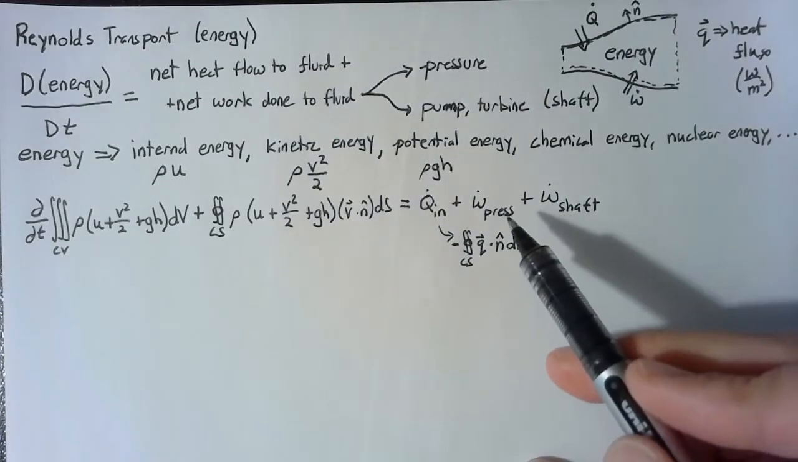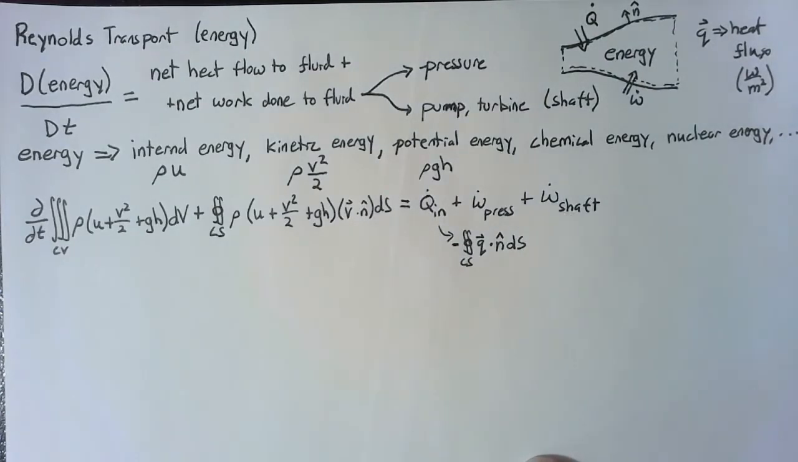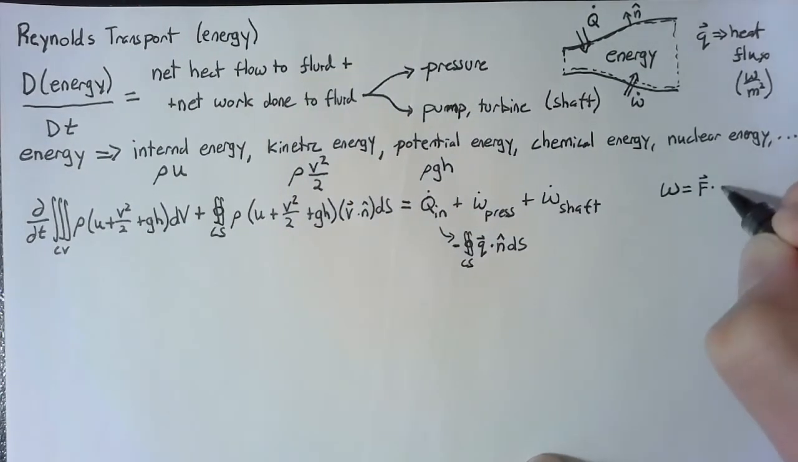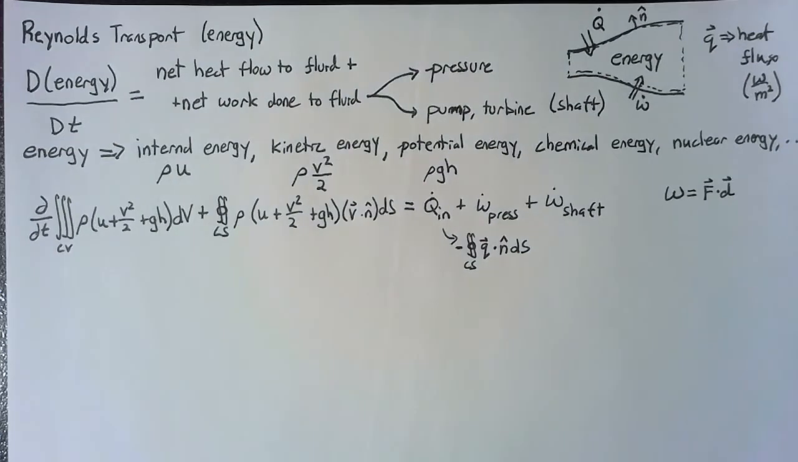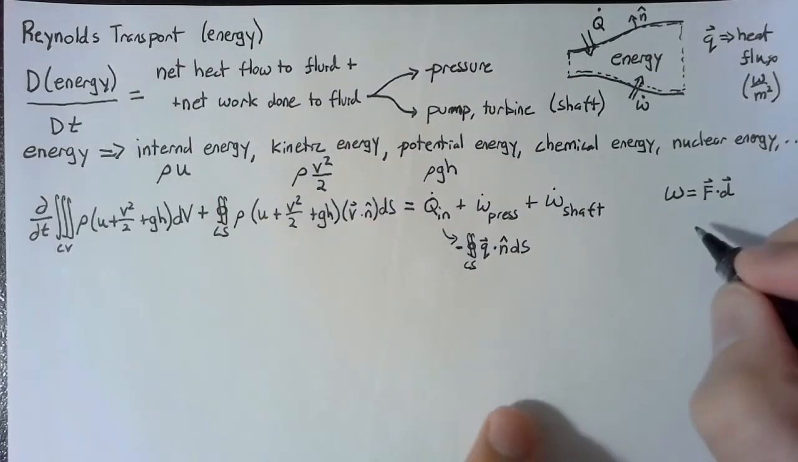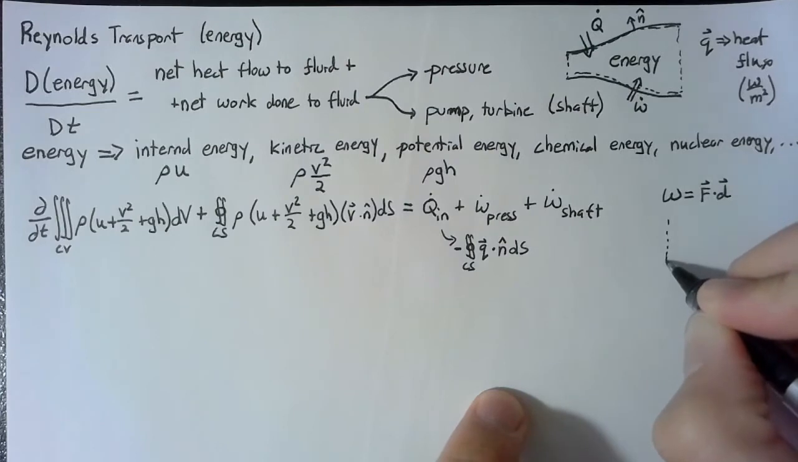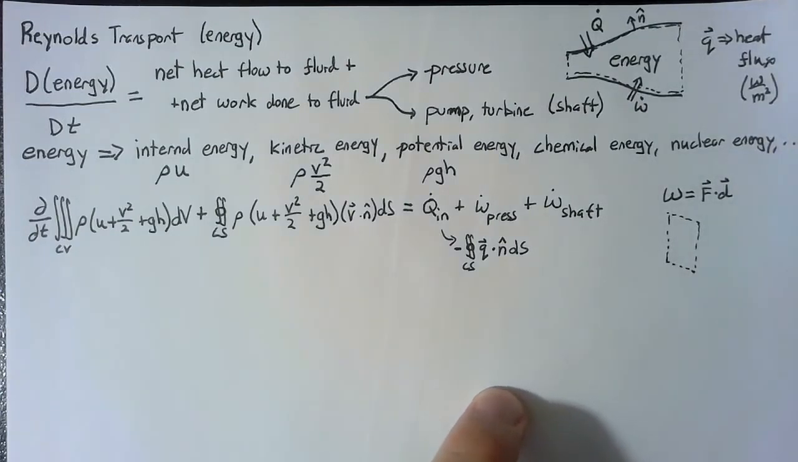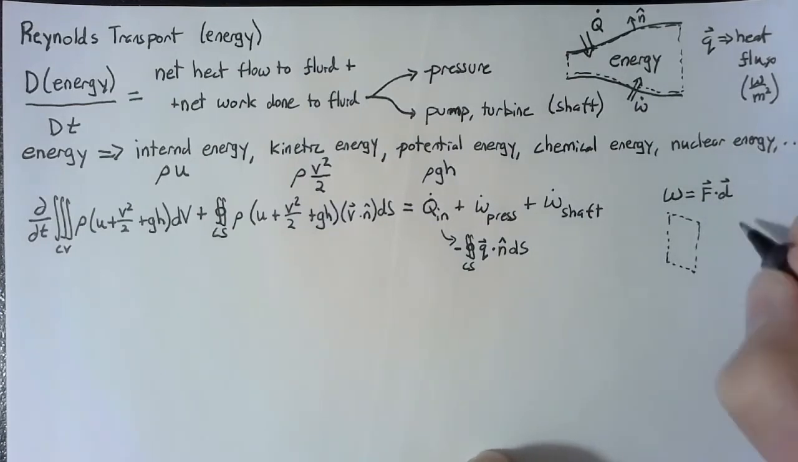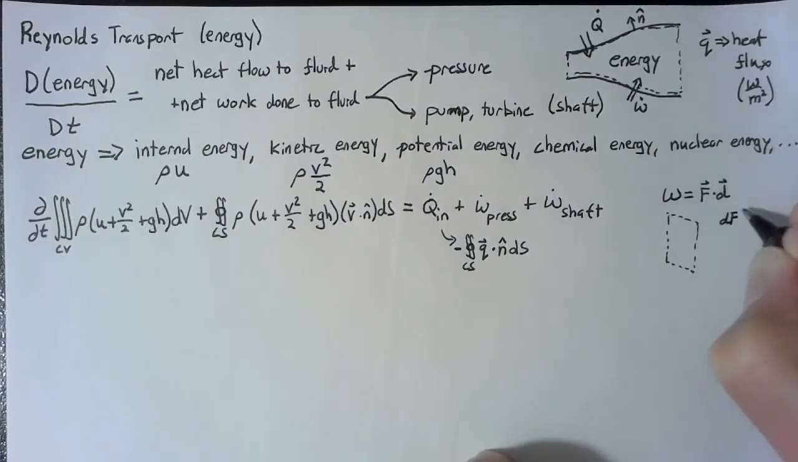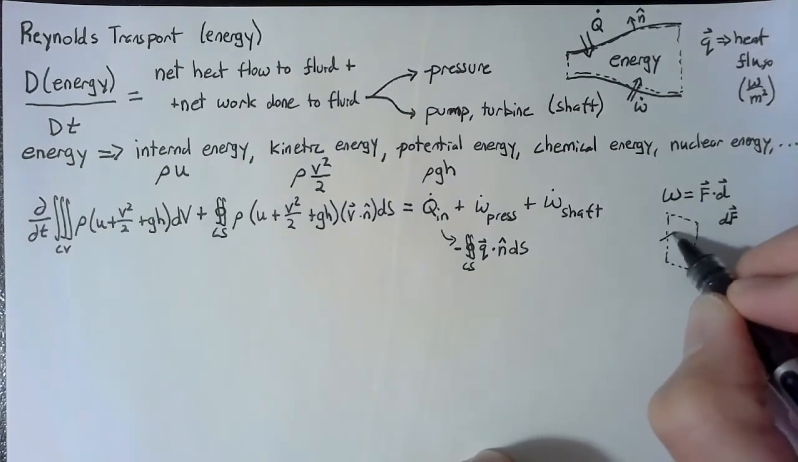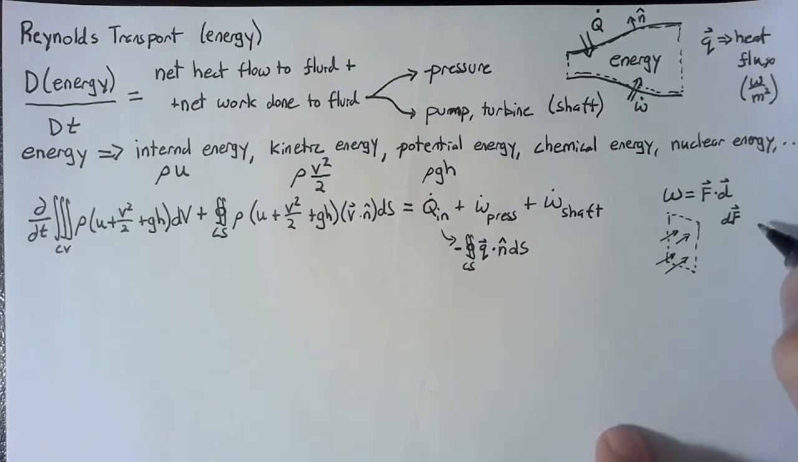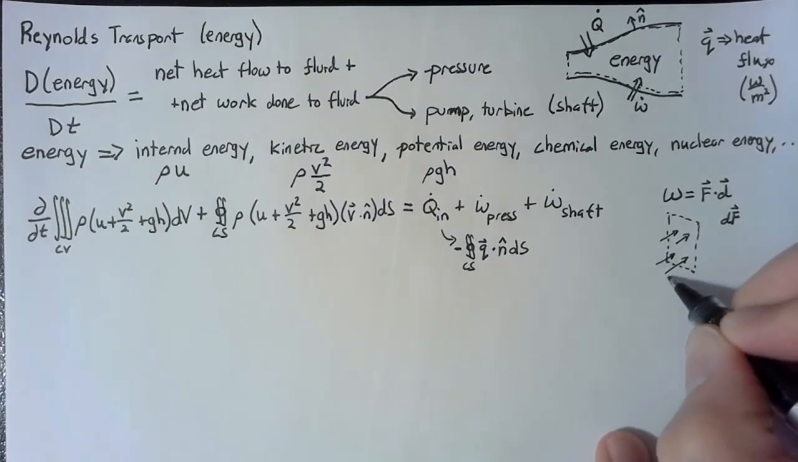Okay, now let's think about the work done by pressure. Work is simply force multiplied by some distance. So let's zoom in to some very small portion of our surface and look at the work that's being done by pressure there. So first off, we're trying to calculate a dF, which is going to be the pressure on this surface. We know the direction due to the normal pointing outward.